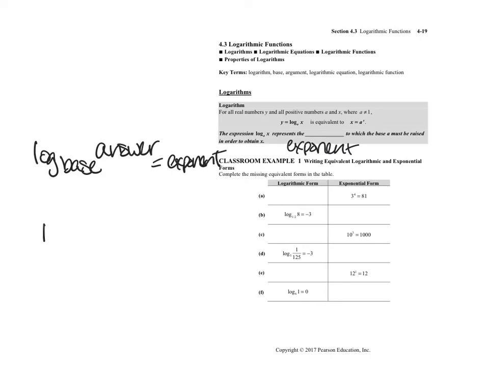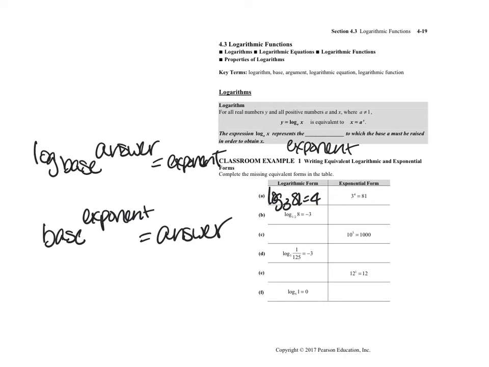If it's in exponent form, it's base, exponent, equal answer. So you just have to switch these two columns. Like this would be log base 3 of 81 equals 4, because log base answer equals exponent.